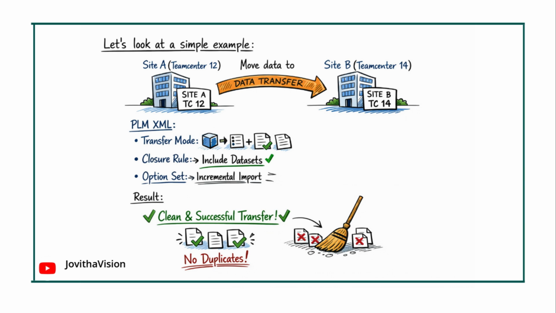Let's look at a simple example. We want to move data from Teamcenter 12 to Teamcenter 14. Since the versions are different, we choose PLM XML. We select a transfer mode that includes item, BOM, and datasets. We apply a closure rule to make sure datasets are included. We also use an option set like incremental import. The result is a clean and successful data transfer without duplicate data.